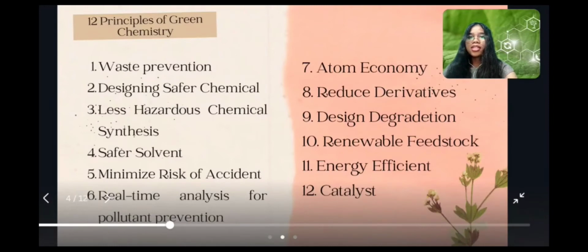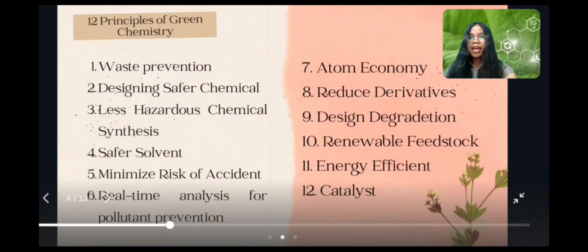8. Reduce derivatives. Unnecessary derivatization, the use of protection and temporary modification of physical and chemical processes should be minimized or avoided if possible because such steps require additional reagents and can generate waste.